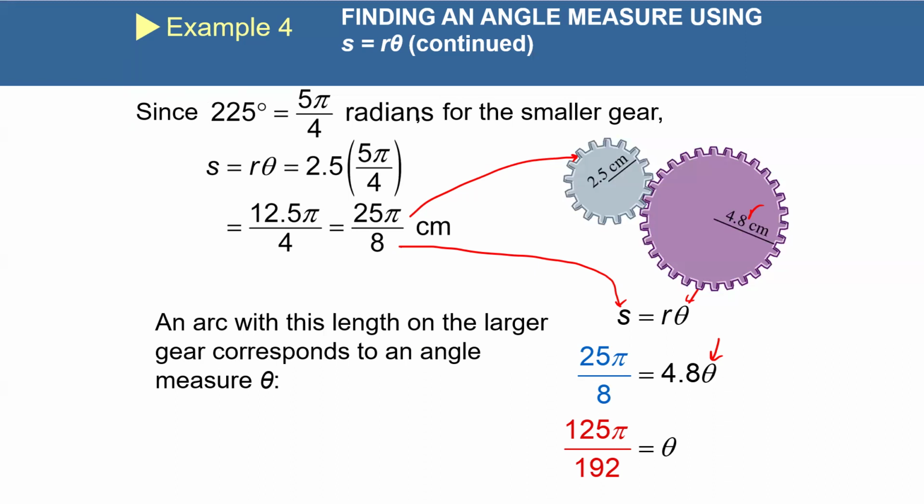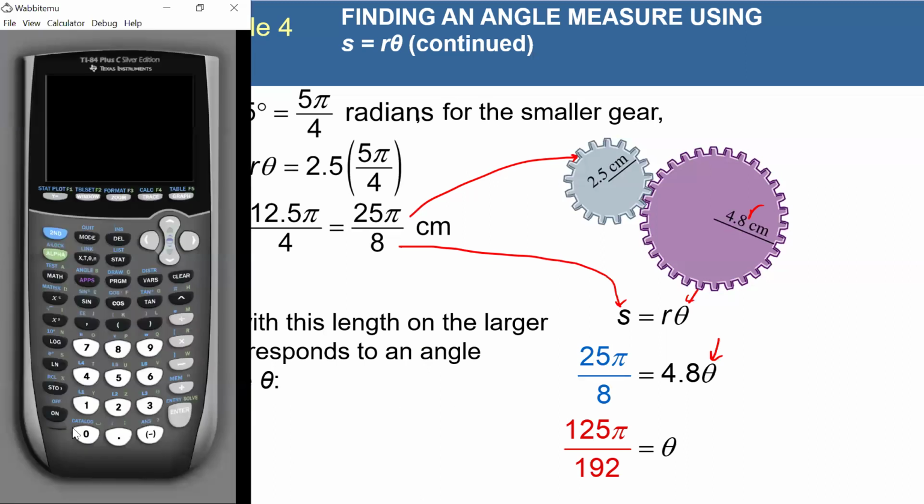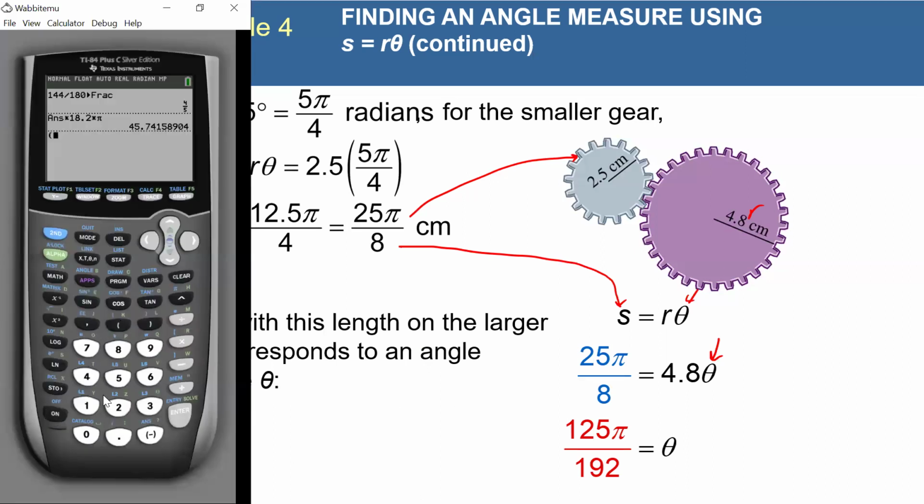So in order to find this, we divide by 4.8. I'm going to do it in the calculator. I put in parentheses 25/8 divided by 4 8/10, and all I did was hit math to get my 125/192. Notice that I didn't put pi in. No pi was put in. That's why my final answer is with pi.